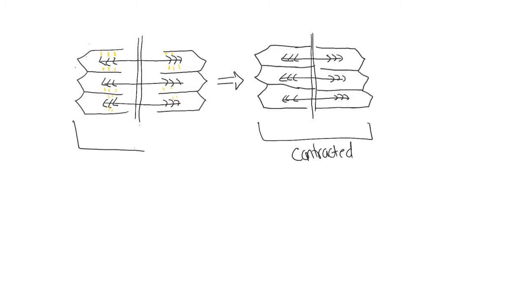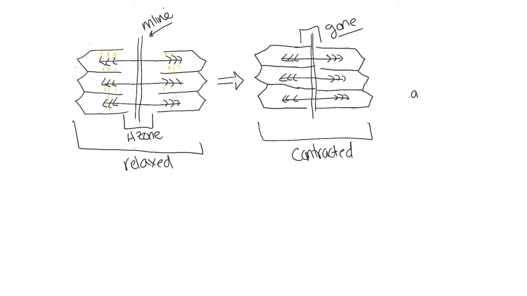Where this one has that H zone and that M line in the middle of the H zone, this one lost its H zone. It's gone. This is relaxed. So that's how our contraction actually happens. All of those individual sarcomeres along the whole length of the muscle are going to all contract, which makes the muscle shorten, which is going to pull on your bones, which then makes the movement occur.